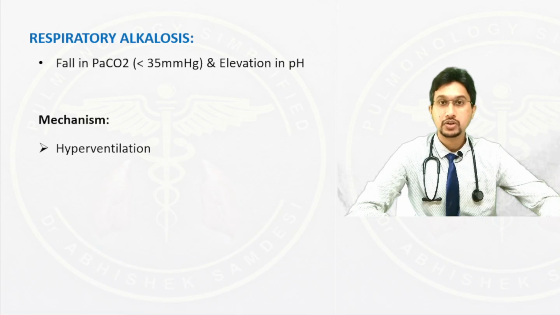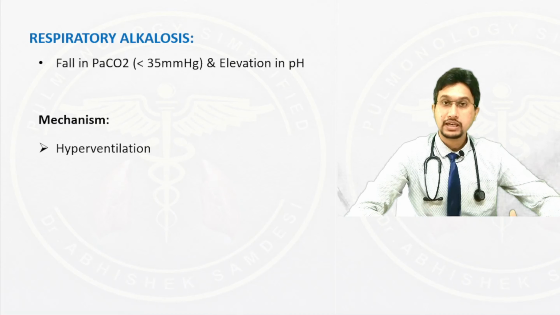So let us have a look at the mechanism. The mechanism is due to hyperventilation. Whenever a patient has hyperventilation, the carbon dioxide that is there in the lung gets flushed out. When carbon dioxide is flushed out from the alveoli, the carbon dioxide level in the blood decreases. This results in increase in pH, which is respiratory alkalosis, as this is mediated by the lung.